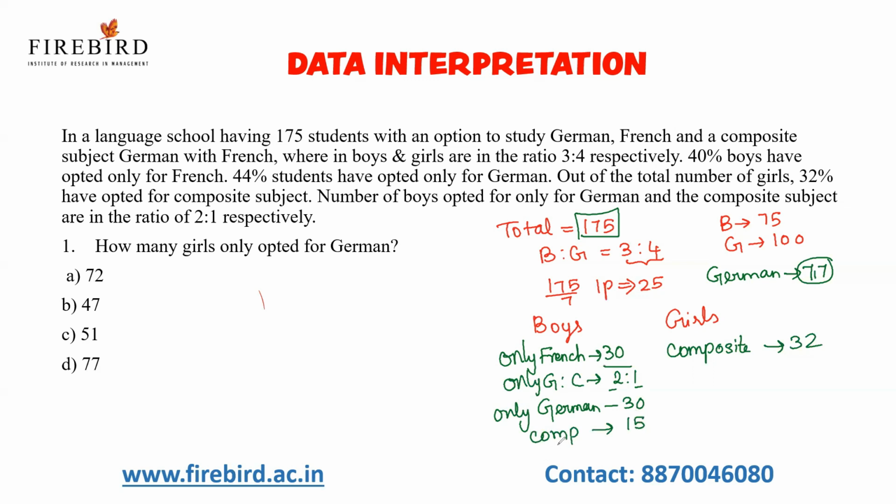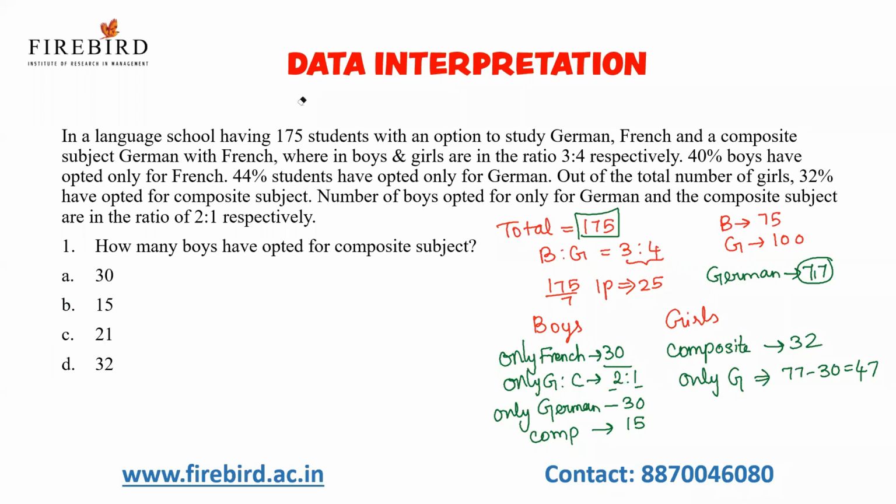With this given data, we are going to answer the questions now. How many girls opted only for German? The total number of students who opted for German is 77. In that, the boys who opted for German are 30. And what about the girls who opted for only German? 77 minus 30, 47 is your answer. So option B is your answer. Keep the data as it is. Let us move to the next question.